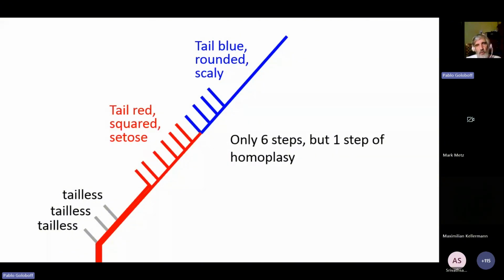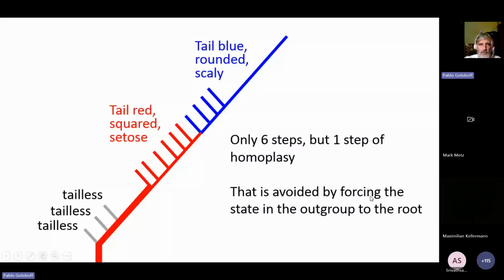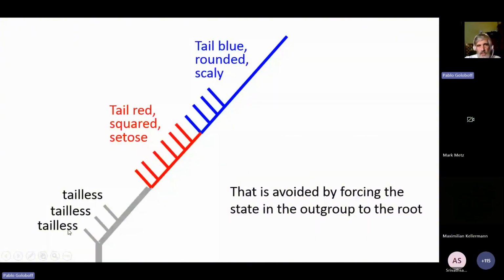To solve that, what you can do is force the state in the outgroup, the first splitting taxon, to the root. So if you say the only states I can assign to the root are those which I observe in the first splitting taxon, then you switch to this reconstruction, which is always going to be the optimal one in terms of minimizing the homoplasy in the original characters. So TNT does this by itself.